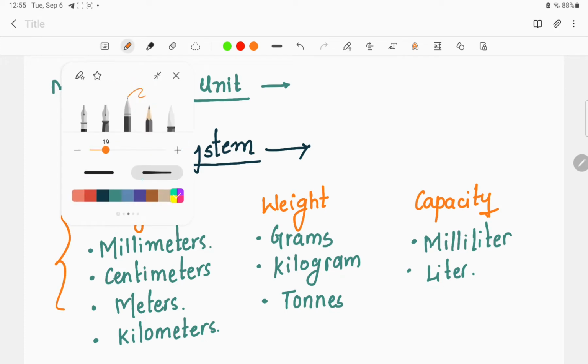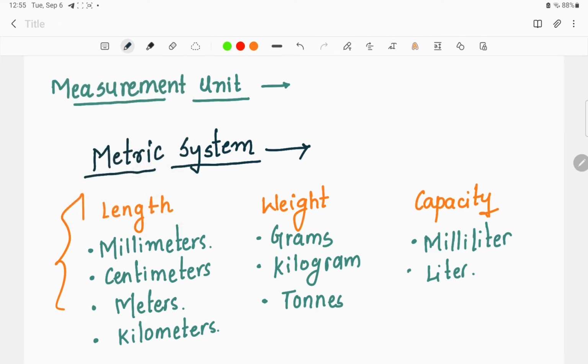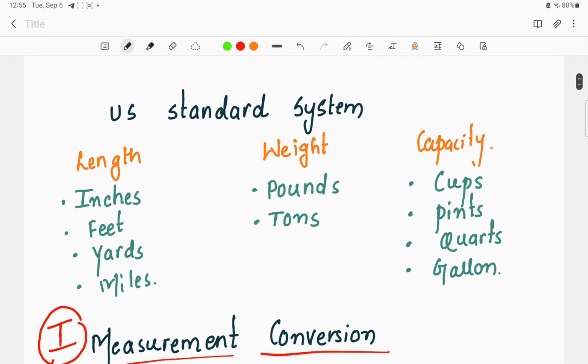Let me change the color of the pen. Now in the metric system, if you want to measure length, we use units like millimeters, centimeters, meters and kilometers. If we want to measure weight, grams, kilograms and tons. For capacity, milliliter and liter. So please take a screenshot of this and go through it once, because of the metric system and the other one, the US standard system.